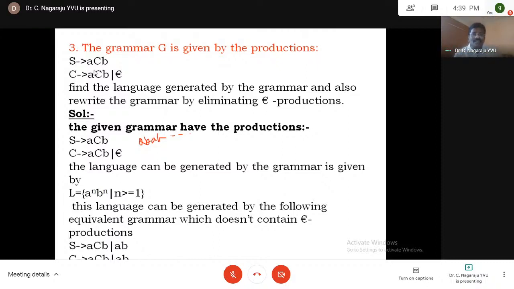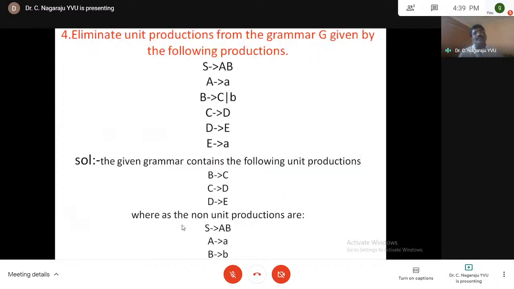In this production, we remove this epsilon and keep the values of this one. So this is the elimination product of this grammar. After eliminating, epsilon is replaced with AB, AB, and here also we have to eliminate the epsilon. Right? Have you understood how to simplify the grammar?